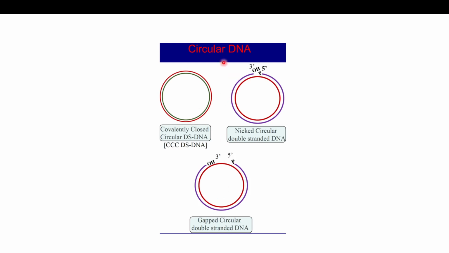Okay, so this is again the same thing: circular DNA and covalently closed circular double-stranded DNA, and nicked circular double-stranded DNA. Only the linkage has been broken here, right? We don't have the ester linkage here. Whereas in the case of gapped circular double-stranded DNA, we have one complete nucleotide missing from here, maybe more than one. At least there is a missing nucleotide here.